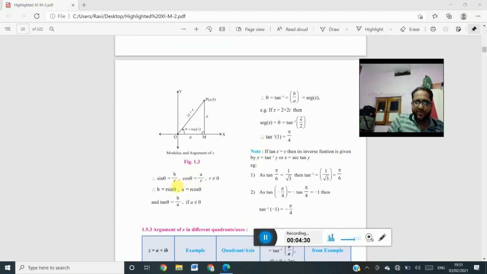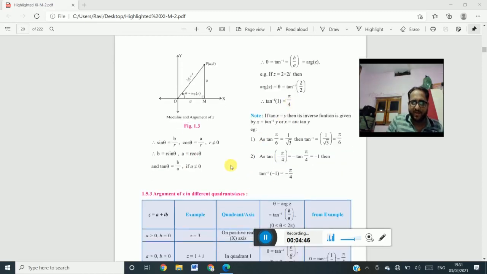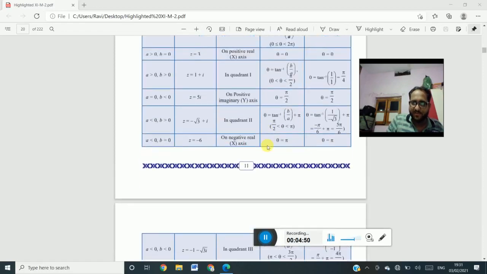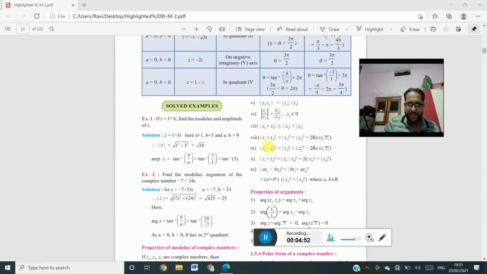So this is according to trigonometry. Sin theta equals opposite upon hypotenuse, that is b by r, and cos theta is adjacent upon hypotenuse, that is a by r, with r not equal to 0. So b equals r sin theta and a equals r cos theta. So tan theta equals b by a. This is very easy, that is part of trigonometry. Then the argument of z in the different quadrants, this chart is to be learned by you. Okay, then see how examples are solved here.